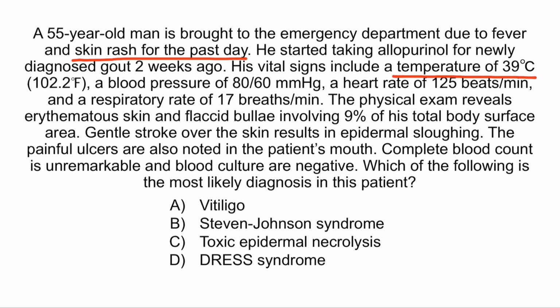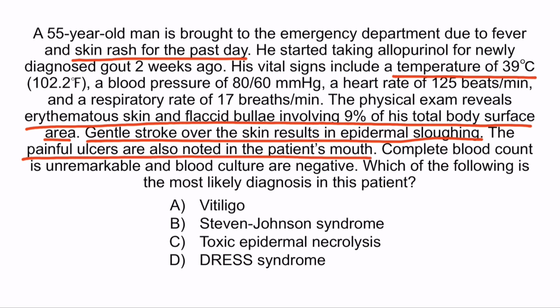The physical exam reveals erythematous skin and flaccid bullae involving 9% of his total body surface area. Gentle stroke over the skin results in epidermal sloughing. This indicates a positive Nikolsky sign. The painful ulcers are also noted in the patient's mouth. Given that he started taking allopurinol 2 weeks ago, he's likely suffering from Stevens-Johnson syndrome, also known as SJS. Stevens-Johnson syndrome is even more likely considering that rash involves less than 10% of his total body surface area, so the correct answer is option B.